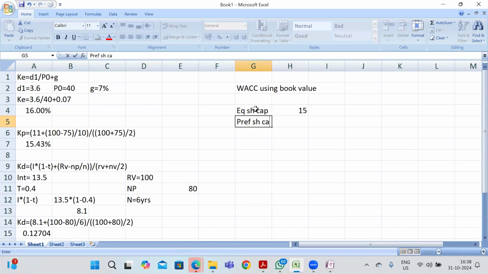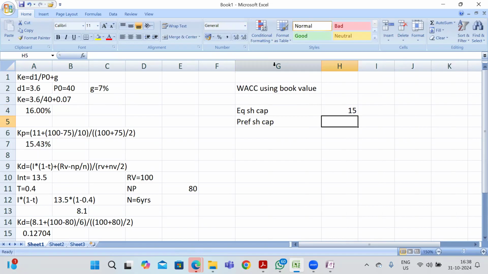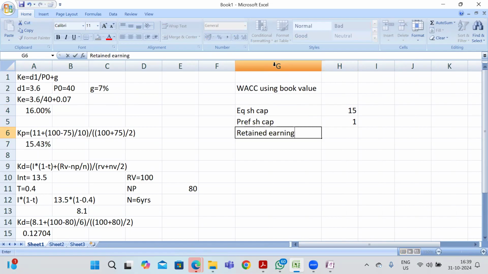Preference share capital 1 crore. Retained earnings 20 crores. Debentures 10 crores. Term loans 12.5 crores.